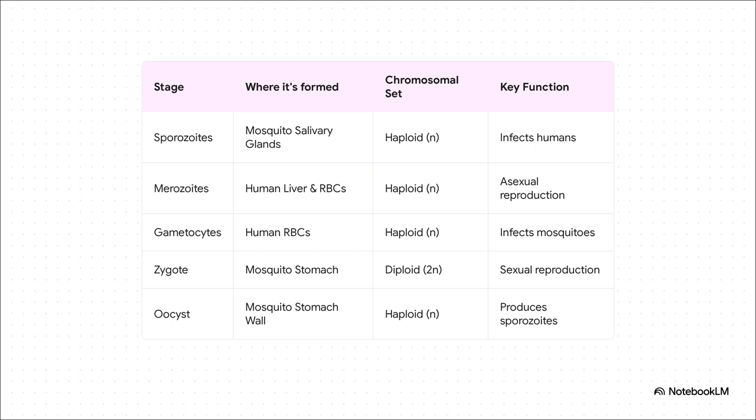It all starts when a mosquito bites a human, injecting these things called sporozoites. They head to the liver, then the red blood cells, where they start cloning themselves like crazy, becoming merozoites. Now, some of these turn into gametocytes, which are the infective stage for the next mosquito.